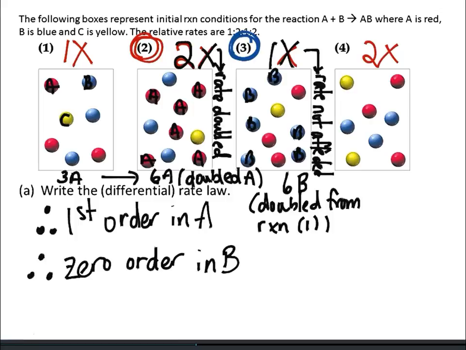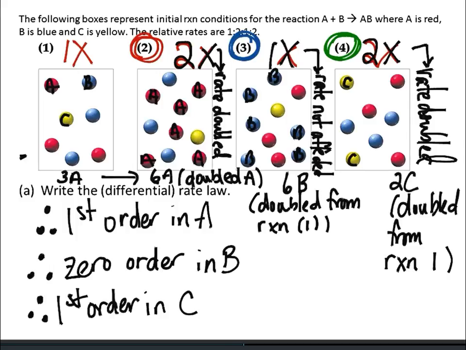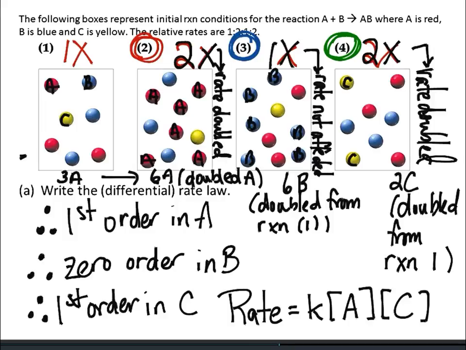And then if we look at box 4, we're comparing C. It's the one remaining reactant. So we have 2 C's, and in box 1 we only have 1, so we've doubled C. And if we look at the corresponding effect, the rate doubled. So that means that this is first order in C, because whatever we did to the concentration also happened to the rate. So if we write the rate law, we're going to write the normal form of the rate law, which is rate equals lowercase k times concentration of A to the first power times concentration of C to the first power.